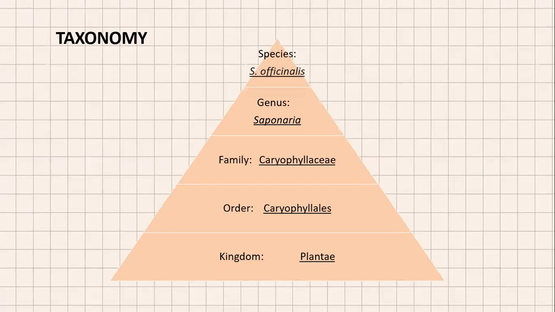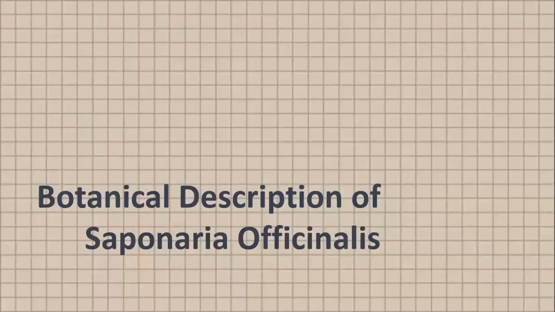Here we have the taxonomy of Saponaria officinalis. It belongs to the kingdom Plantae and order Caryophyllales. Family is Caryophyllaceae. Genus is Saponaria and the species is commonly known as Saponaria officinalis.